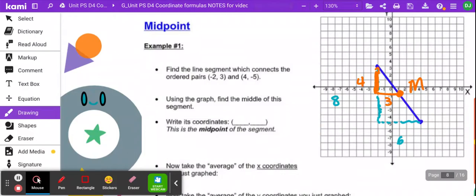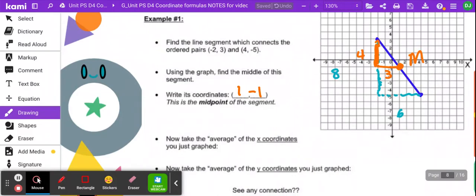Okay. So let's take a look and read that off the graph. It says, what are the coordinates? (1, -1). All right, but remember, that's doing it graphically. So now let's see if we can make a connection with just doing it mathematically, right? Because you may not always have graph paper.